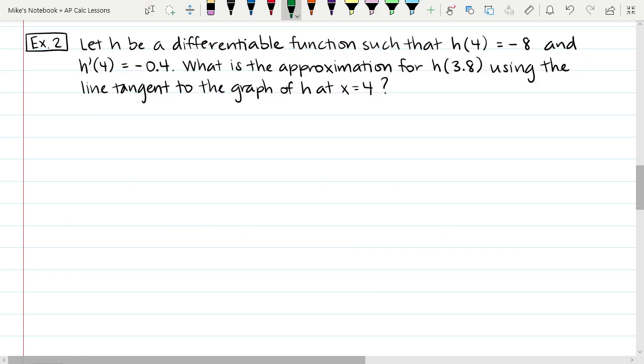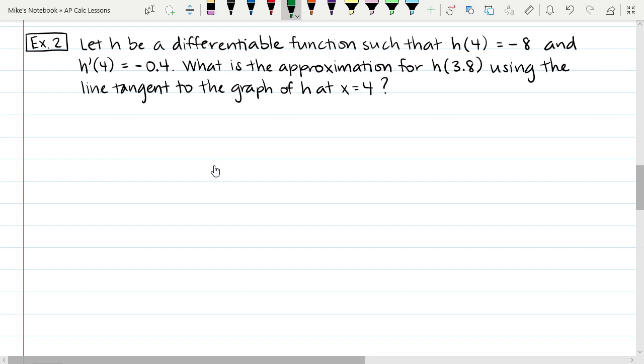Okay, so let h be a differentiable function such that h of 4 equals negative 8 and h prime of 4 equals negative 0.4. What is the approximation for h of 3.8 using the line tangent to the graph of h at x equals 4? Okay, now this is a little bit different from the previous example. In the previous example, you had an entire table of values.